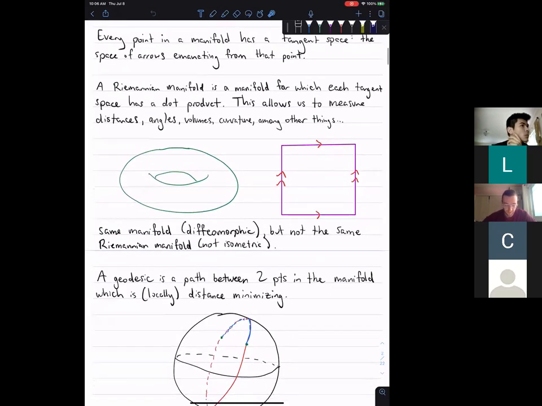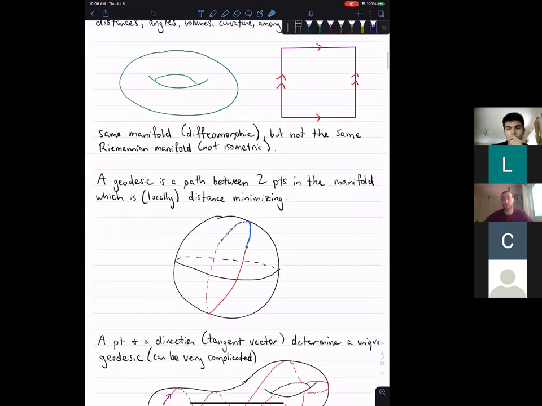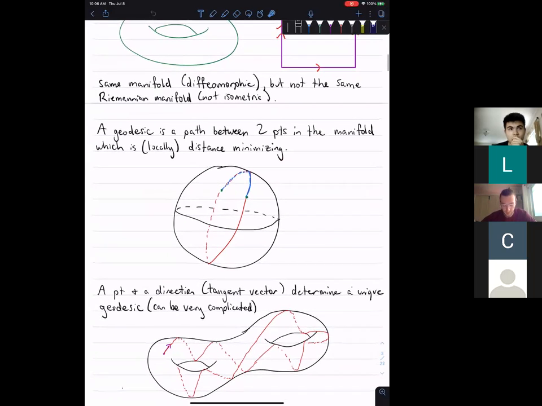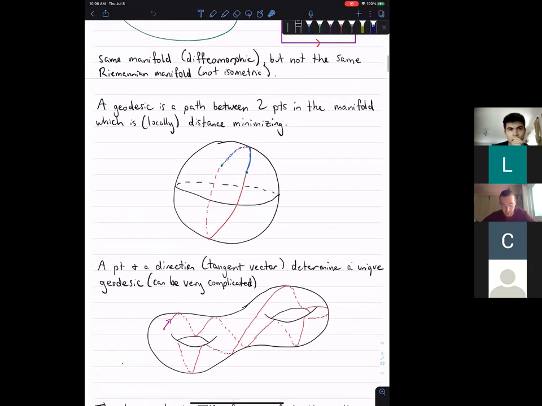On Riemannian manifolds, a really important concept is that of a geodesic, which is a path connecting two points on the manifold that is the shortest path possible, or at least locally the shortest path possible. Again, the Riemannian metric allows you to measure the lengths of paths. Here I've drawn the sphere, and this is supposed to represent a great circle on the sphere. If you have these two points, then there are several geodesics connecting them. There's this geodesic, which is going to be the shortest path connecting them, but this one is also a geodesic, even though it's not the shortest path.